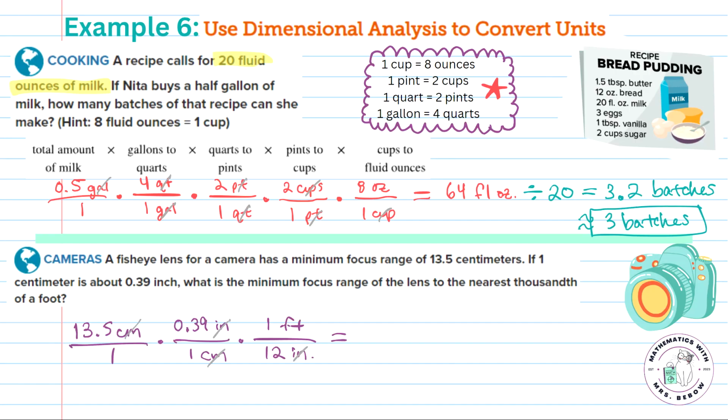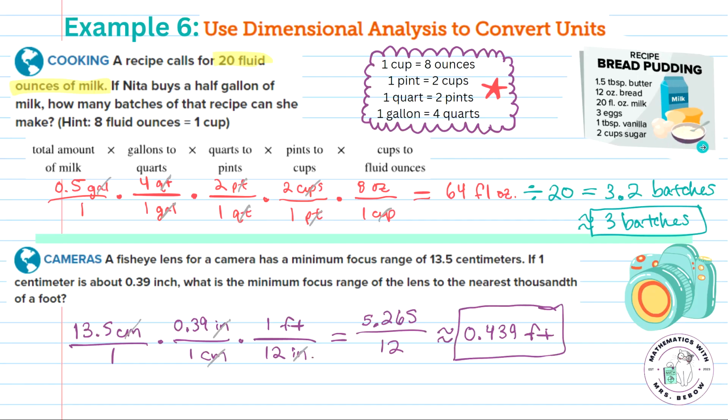We're left with just feet, which is perfect because that's exactly what we want when we go through and multiply this out. When you multiply across the top, we're going to get 5 and 265 thousandths over 12. And then we would divide that out and round to the nearest thousandth, so that's 3 decimal places. We'll get 0.439 feet is our label. So 439 thousandths of a foot is going to be our final answer for this second part.